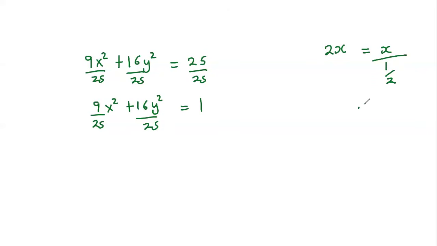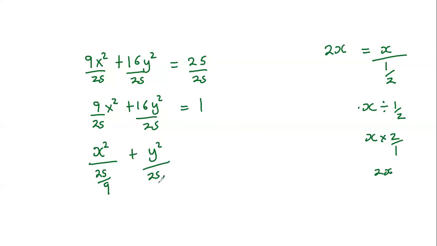Because x divided by 1 over 2 is the same as x times 2 over 1, which goes back to 2x. Now, this 16 here and the 9, I can write it in that form. So I can write x squared over 25 over 9, plus y squared over 25 over 16 is equal to 1. So that's how you can approach it.